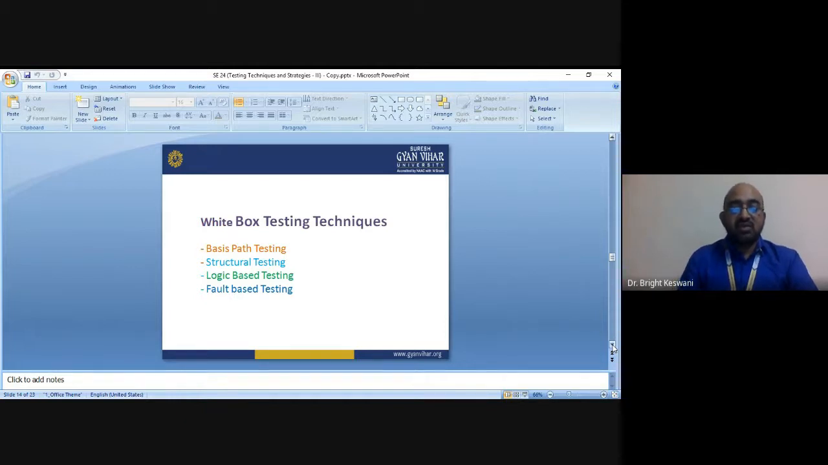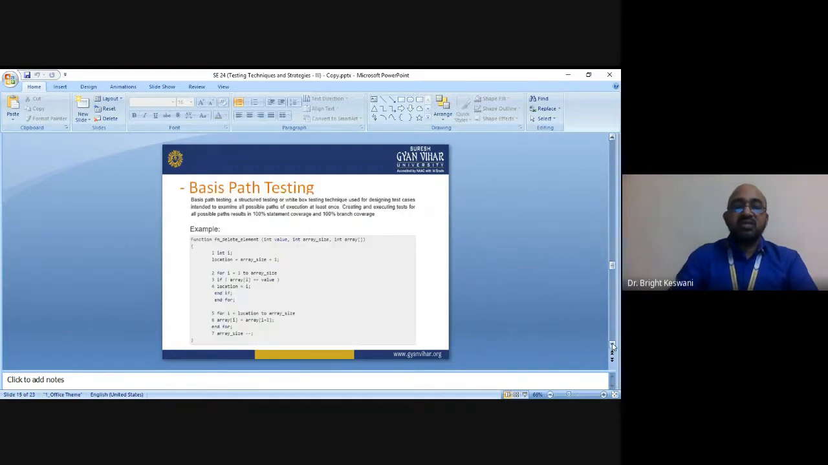In basis path testing, a structured or white box testing technique, is used for designing test cases intended to examine all possible paths of execution at least once. So it is well known that during basis path testing, you should examine all test cases, all conditions at least once.